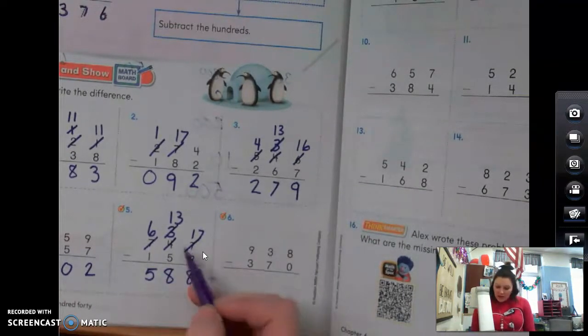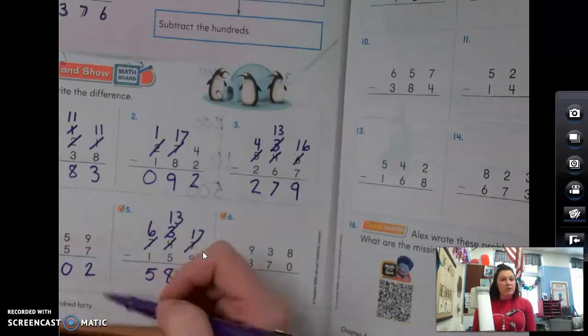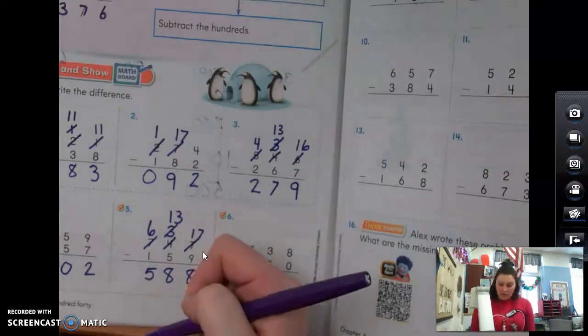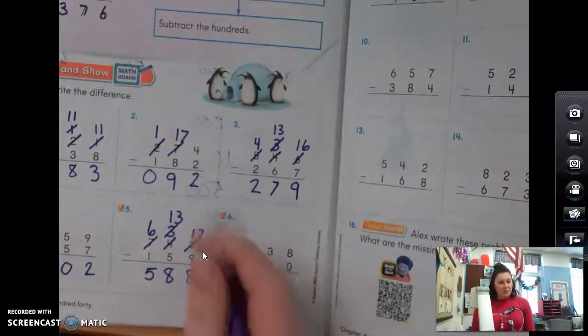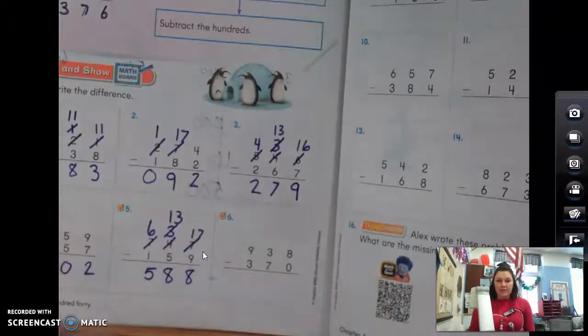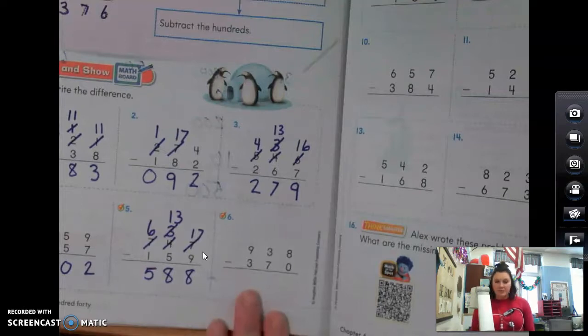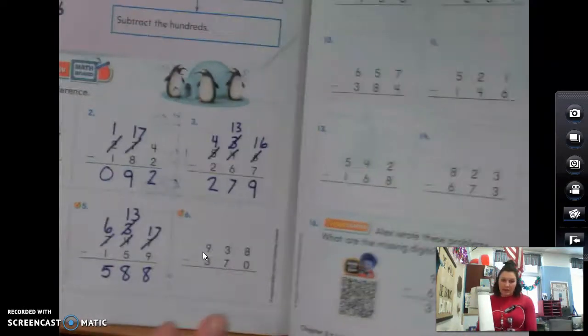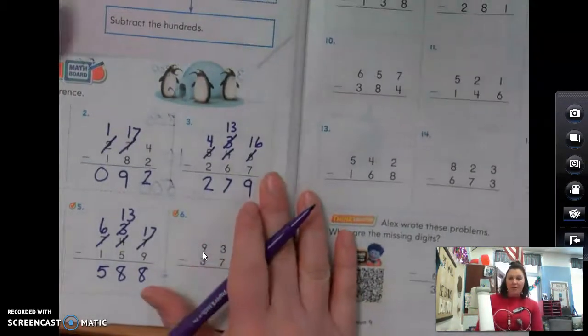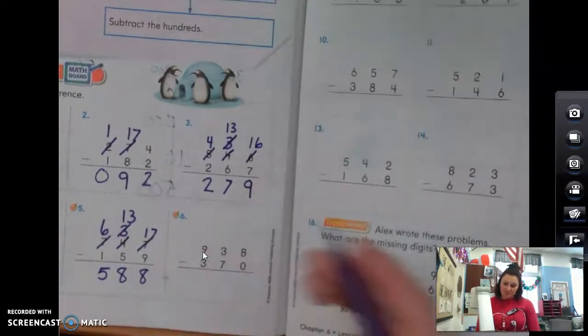Okay, so I don't want you to get in a hurry and start just crossing everything out because you might not need to regroup all of them. That's why we take it one step at a time. Do the ones, then go to your tens, then if you need to regroup again, you can, and then go to your hundreds. Just like we've been doing. Don't get fancy and try to work ahead and cross things out that you don't need to.